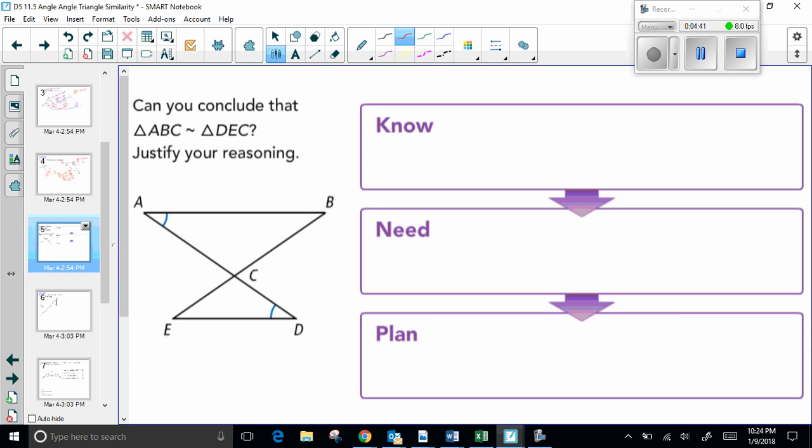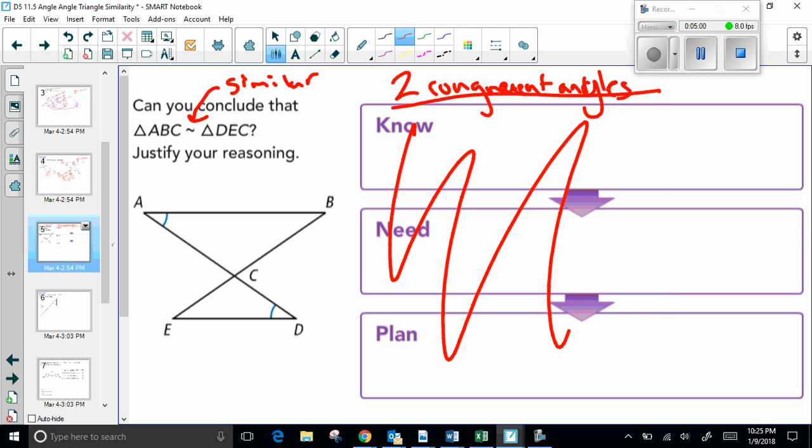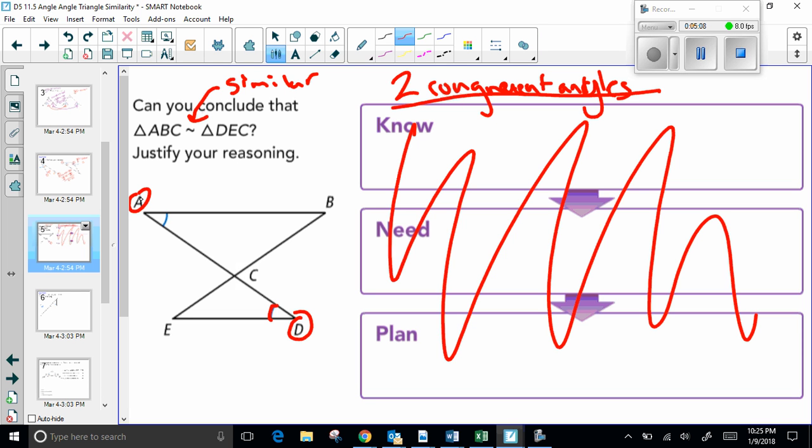Can you conclude that triangle ABC is similar to DEC? What do we need? We need two congruent angles. Let's see if we can find it. I'm not even going to mess with this part. It's a good tool, but we're not going to focus on it right now. It looks like they're telling us angle D matches up with angle A. We don't know what the measurement is, but they match. They're corresponding angles that are congruent. Okay. Well, do we know any of these other triangles?